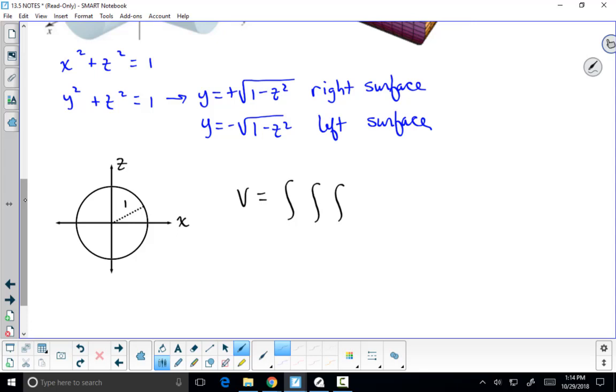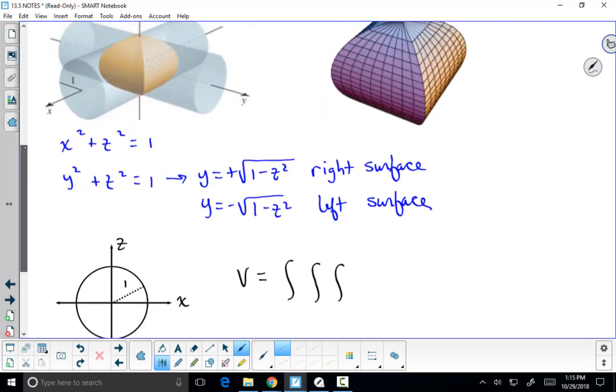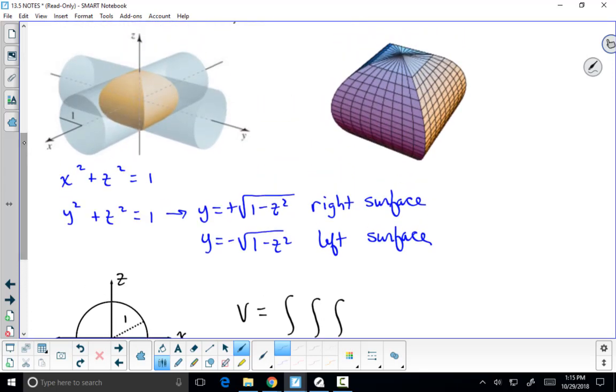Do you agree that we could use a whole bunch of symmetry here? Do you see that we could really just focus on octant 1? If we focus on octant 1, we're going to get 1/8 of the total volume. There's going to be 4 chunks above the xy plane, 4 chunks below, and in each octant there's going to be 1/8 of the total solid. So we could definitely use some symmetry here.